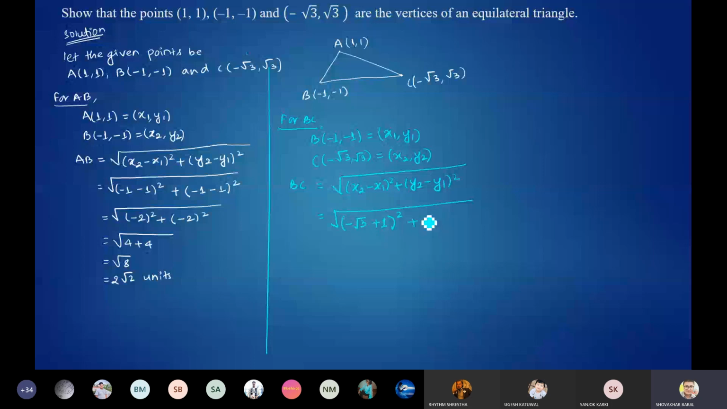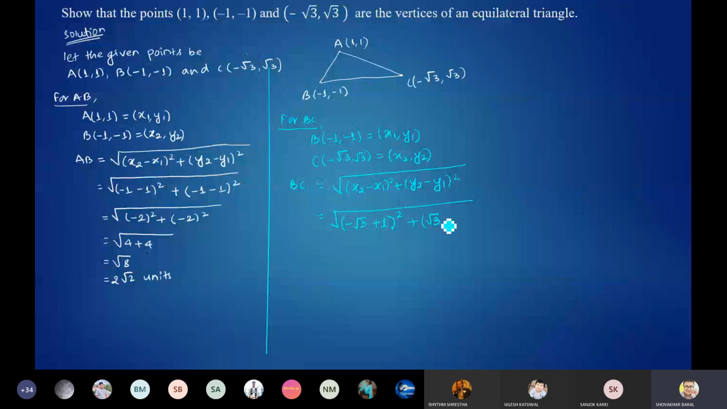Please let me know if you don't understand. y2 is root 3. I have taken this question because you may find it difficult to solve. Questions like these with roots confuse students a lot, so I chose this particular question. So y1 also has minus, in the formula also minus and in the coordinate also minus. So minus times minus is plus, so plus 1 whole square.